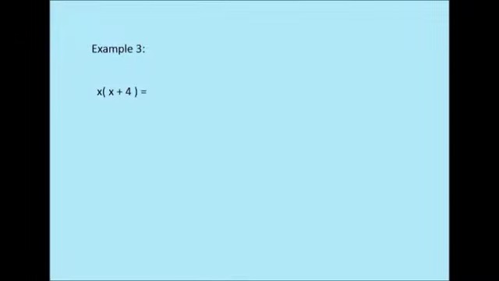So now I'm going to look at 2 more examples, this time not with a number on the outside, but with a letter on the outside. So this time we have x times another x, and also x times this 4. So x times another x.